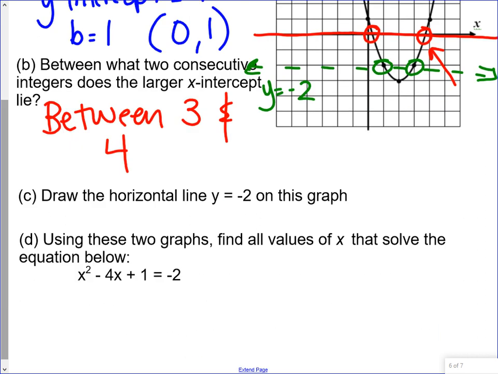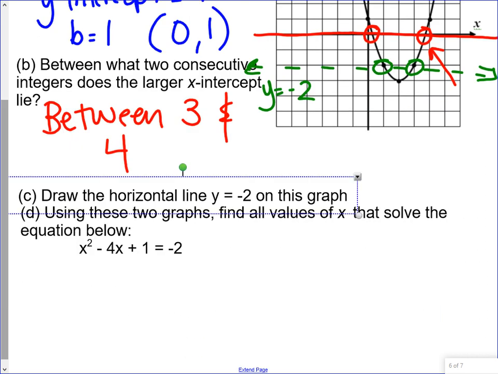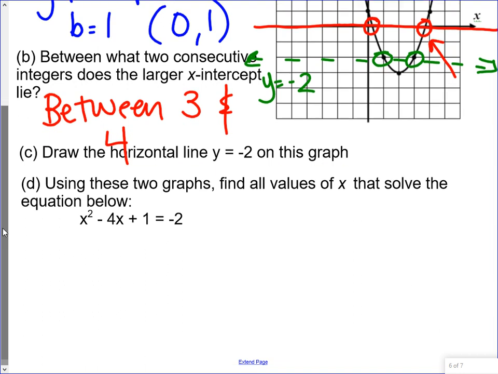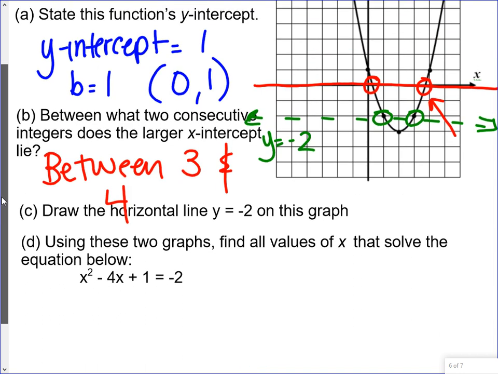I want to bring letter D up here. Using our graphs, find the values of x that solve the equation below. We want to know when our function is equal to -2, what are those x values? When our function is equal to -2, what values of x solve that? Now, how do we do it algebraically?